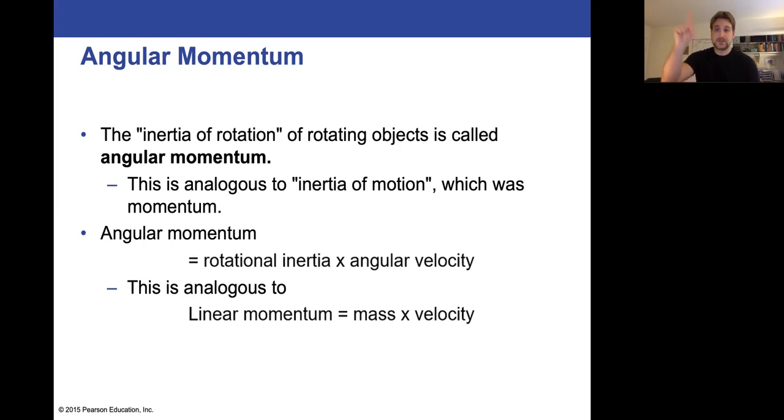Angular, not because we're making any sharp angles, but because as we rotate, we sweep through angle. I mean, we talk about something undergoing 360 degrees worth of rotation. Well, that's an angle, right? So we're talking about angular motion as opposed to linear motion.